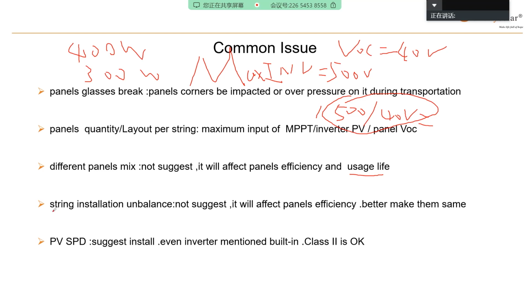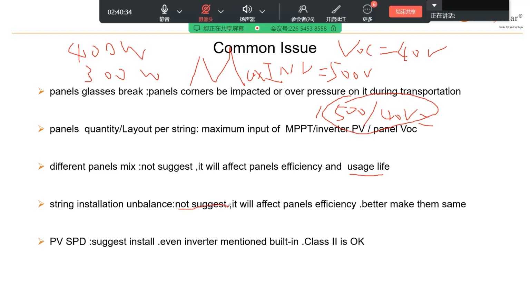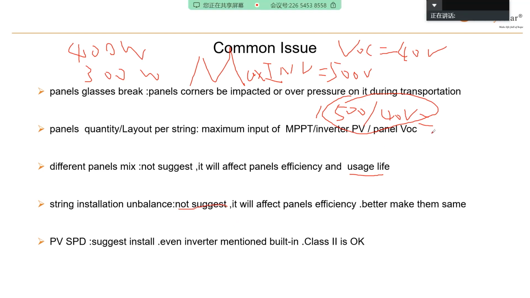And the fourth one is string installation unbalance. We also do not suggest this. What does this mean? It means if you plan to install, for example, 13 pieces, you can either choose 3 or 4, or 4 multiplied by 3, right? But this one is only 12. Now you need to install 13. For us, we think you don't have to make 13. You can choose 12, it is okay.